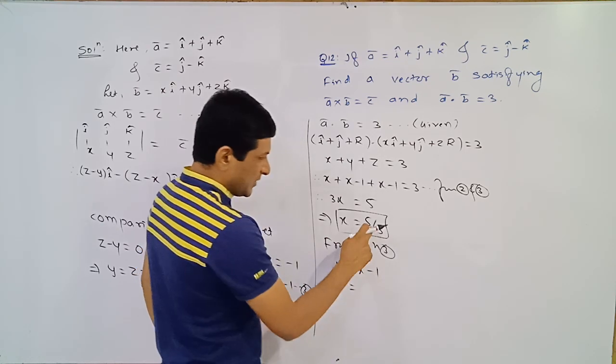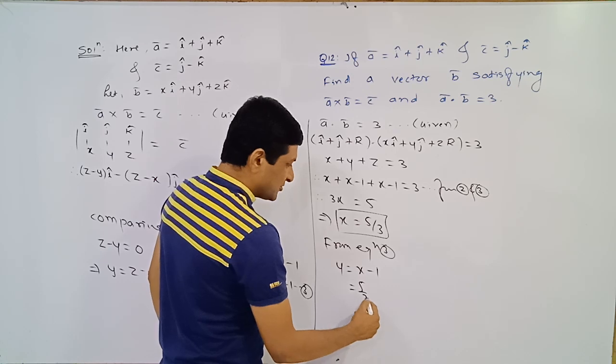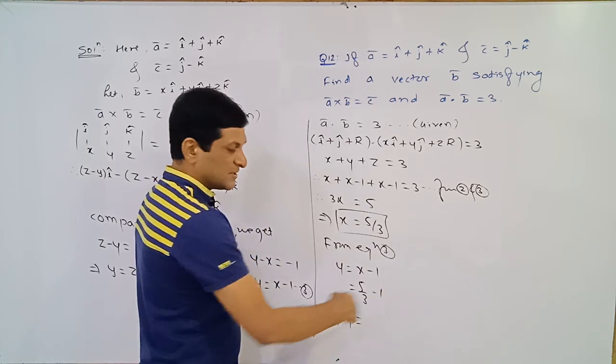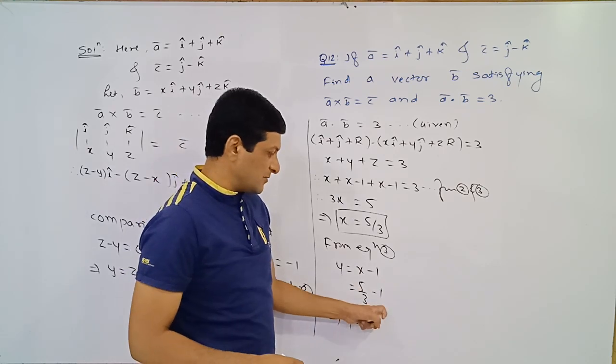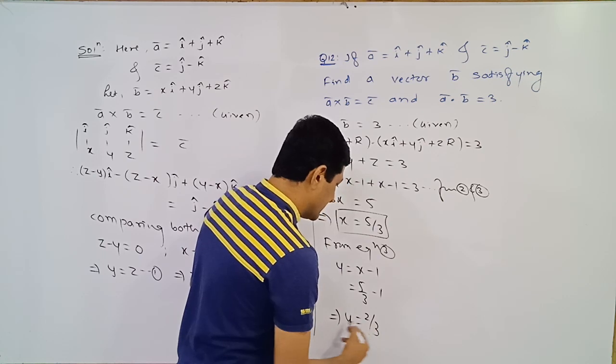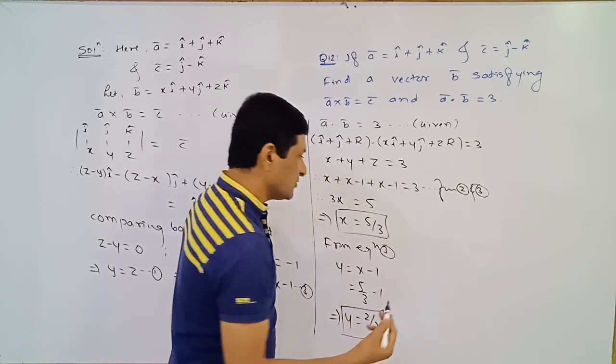So x is equal to 5 by 3 minus 1. This implies that y is equal to, simply taking cross multiplication, 5 minus 3, which is 2. So here we will get 2 by 3. So the value of y is equal to 2 by 3.